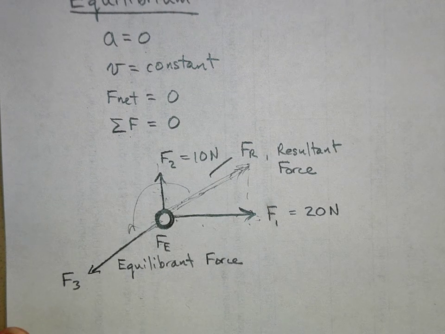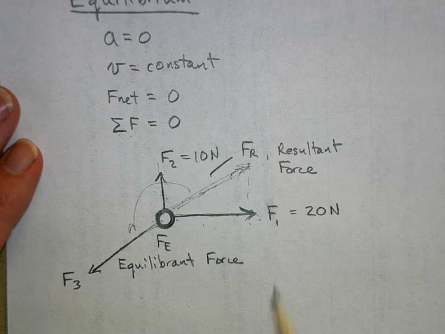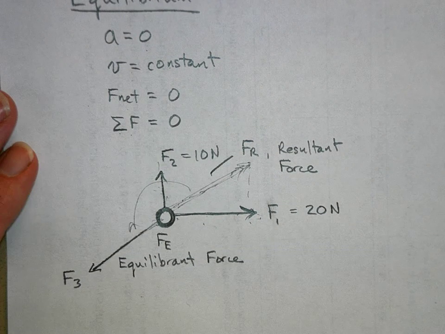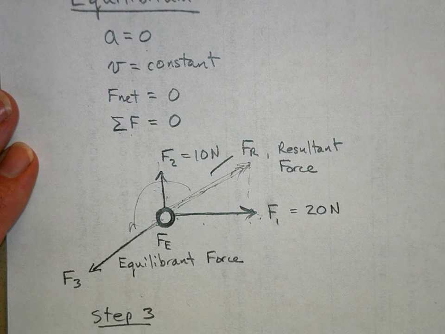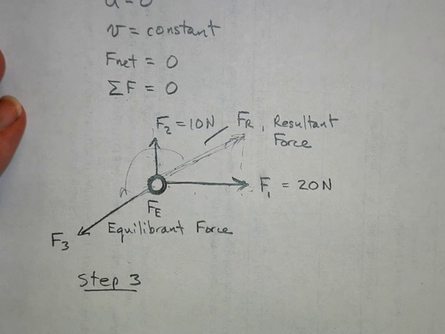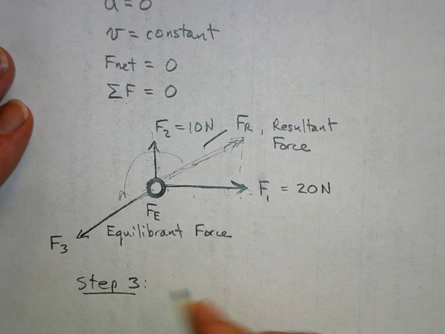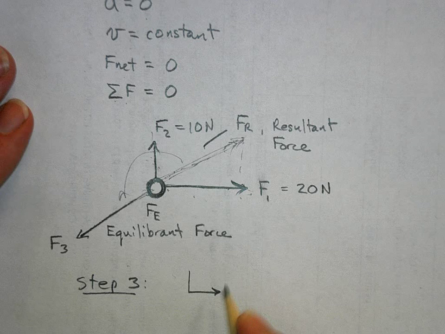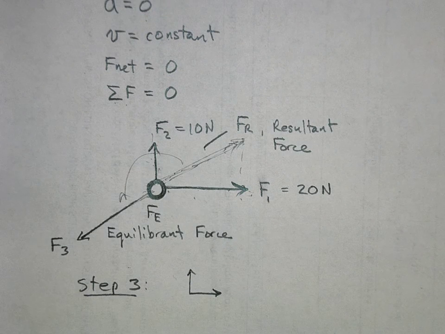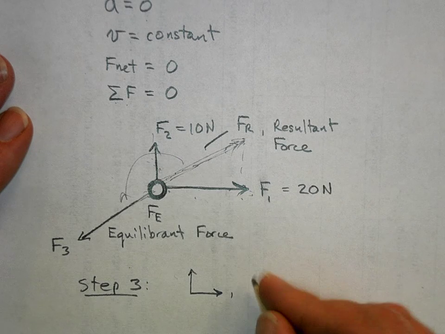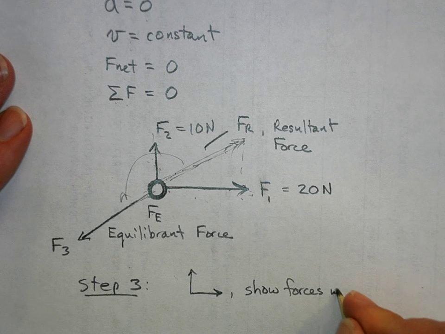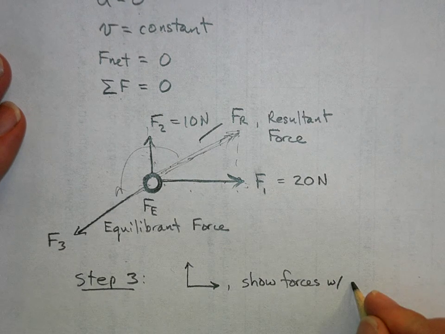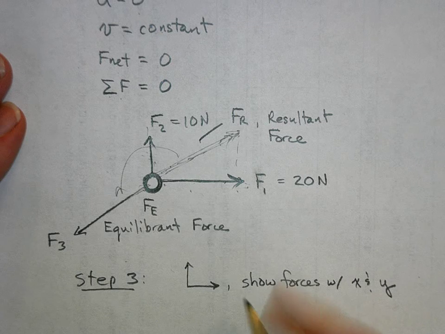What is step 3? Well, step 3 says to identify your x and y axis. So here's step 3. We're going to modify step 3. Step 3 says to draw your xy axis. But then what we have to do is take the forces and show forces with x and y components.